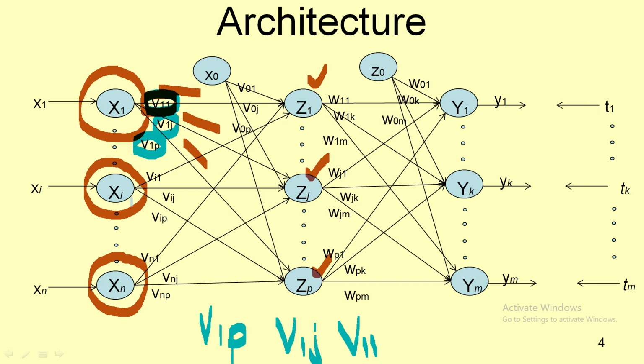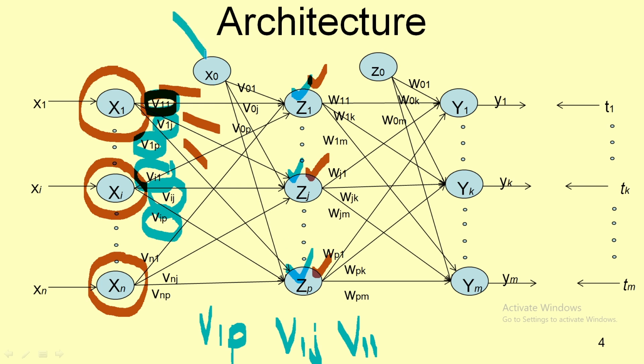So let us once again recall the connections between xi and z1. So what are the weight values? vi1. Why? It is from xi to z1. vij. Why ij? It is from xi to zj. vip. Why vip? It is from xi to zp, right? So accordingly the connections are there. So what do v11 to vnp represent? They are all the synaptic weights between the input layer as well as the hidden layer.